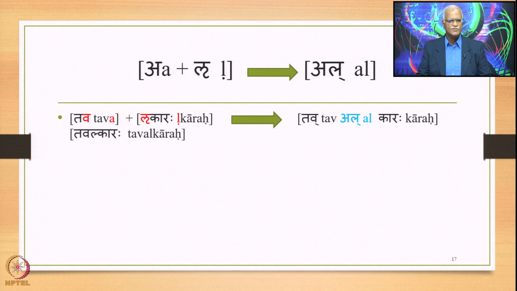Then we have a plus lu as input, and 6187 applies, and al is the output. So we have tava followed by lukaraha. Tava is a separate pada at the end of which appears short a. Lukaraha is a separate pada at the beginning of which appears lu. So here 6187 applies, and the output generated is tava al, tav al karaha, that is taval karaha.